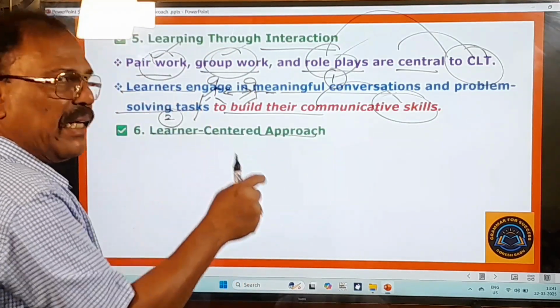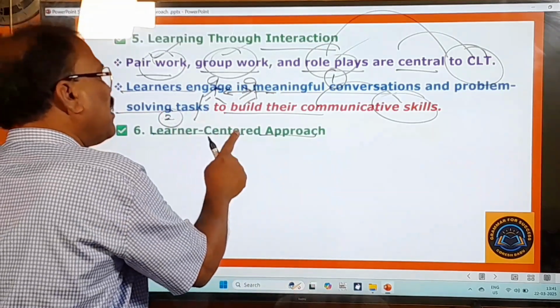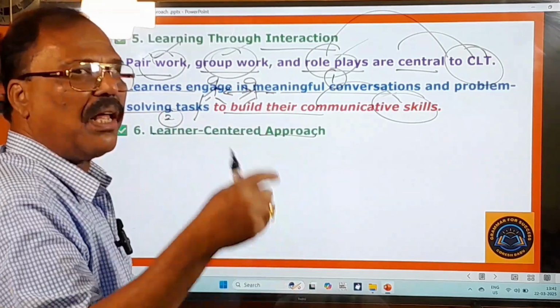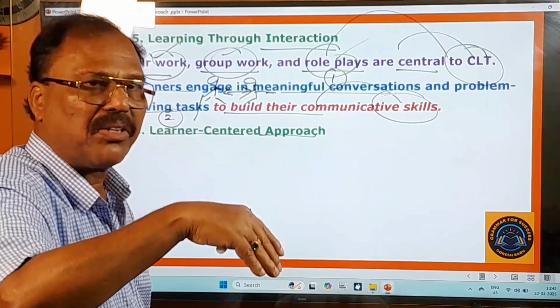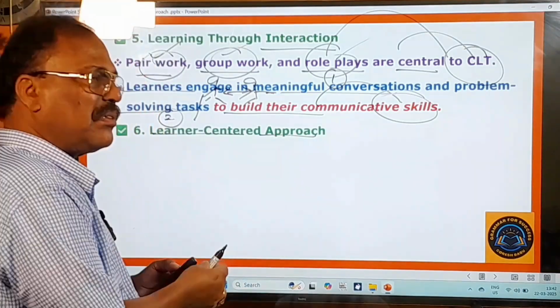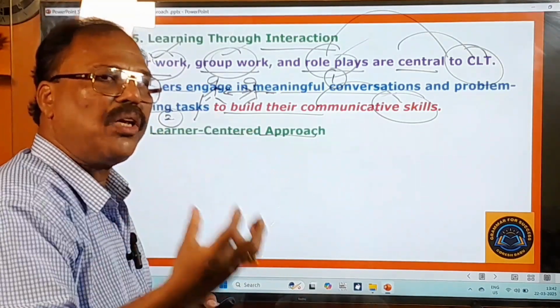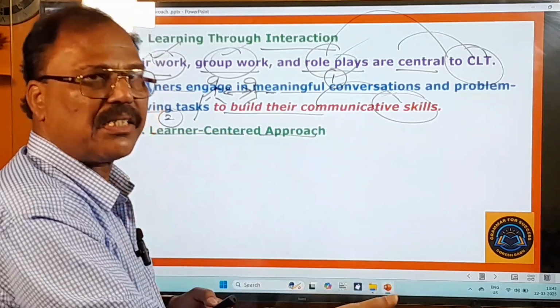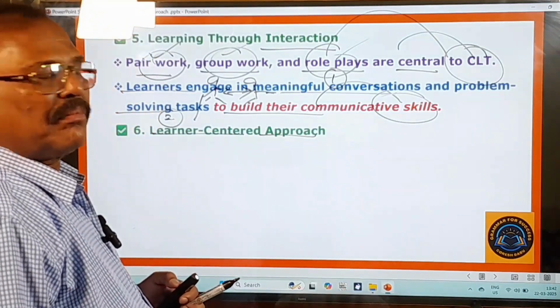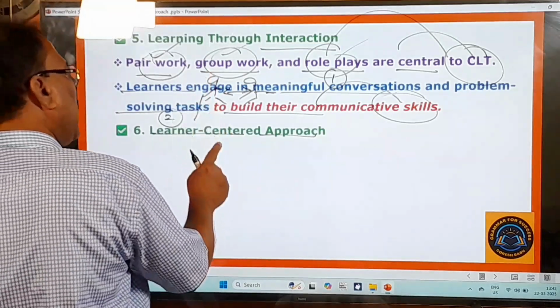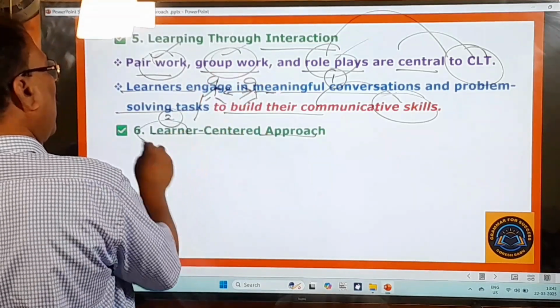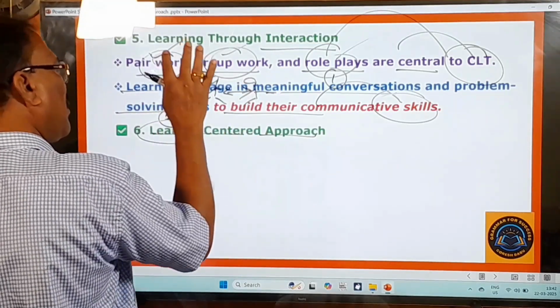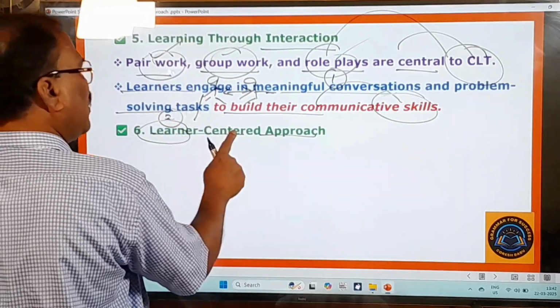Moving on to the next point, the sixth one: learner-centered approach. This CLT is nothing but a learner-centered approach. That means the learners are the most important part of this CLT. The CLT focuses only on the learners, not on the instructors, not on the facilitators, and therefore this CLT is called a learner-centered approach.